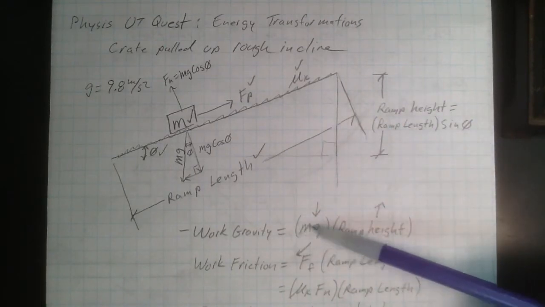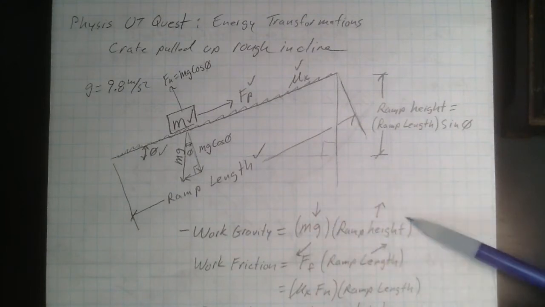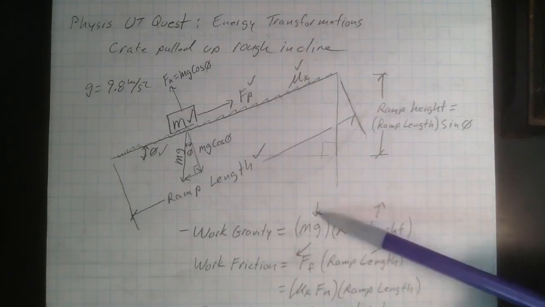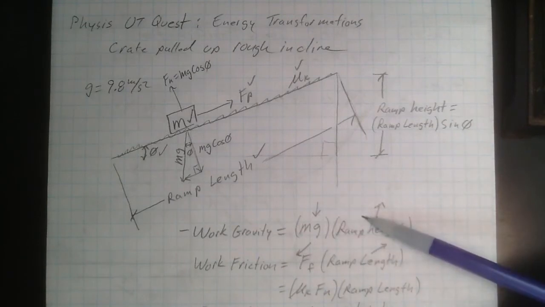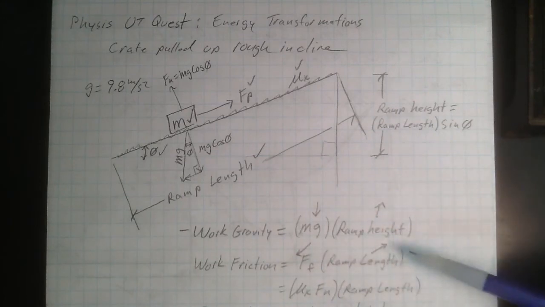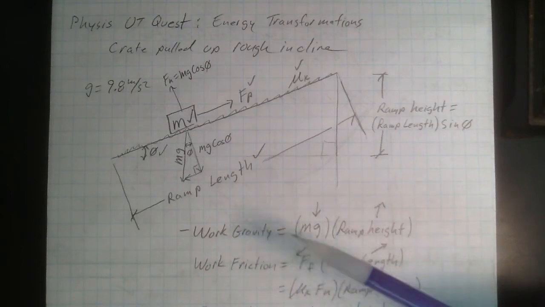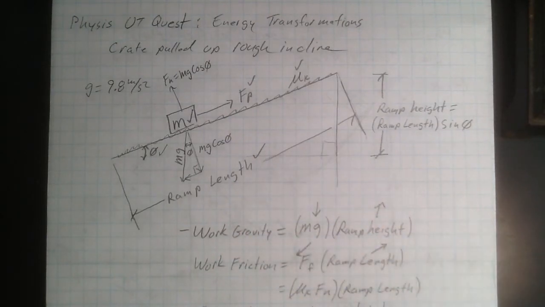Now I'm calling it negative because the force of gravity is down, the displacement is up. When we're parallel but opposite, we're going to have negative work being done. And if I'm not mistaken, we actually have to enter it into UT Quest as a negative. Okay, the next part is force of friction, or work done by friction.